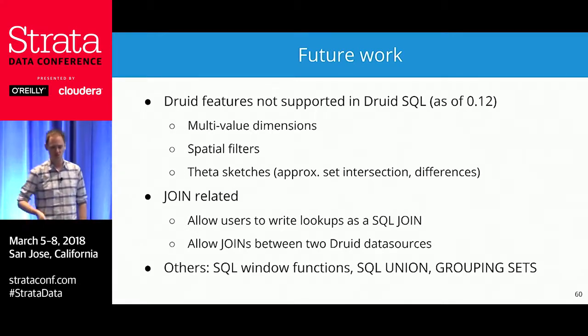So some future work in Druid SQL. There are some Druid features that are not supported in Druid SQL as of the most recent version. So multi-value dimensions, spatial filters, theta sketches, not supported. Another one is join-related stuff. So we want it to be possible to write a lookup as a SQL join. I said earlier that you write it as a function. It'd be nice to make it possible to write it as a join, and then under the hood translate that. So basically improving the SQL to native translation mechanism to recognize that join, turn it into a lookup.